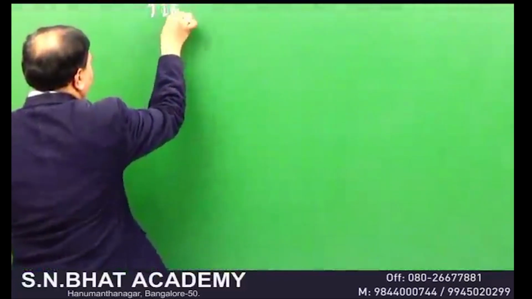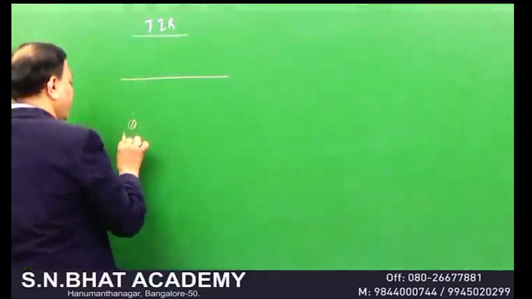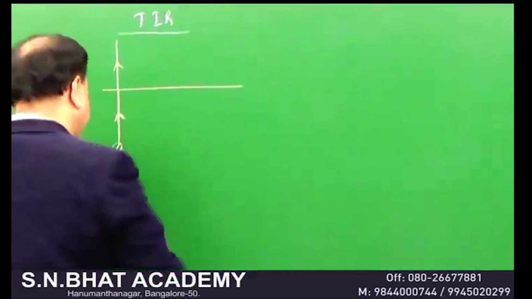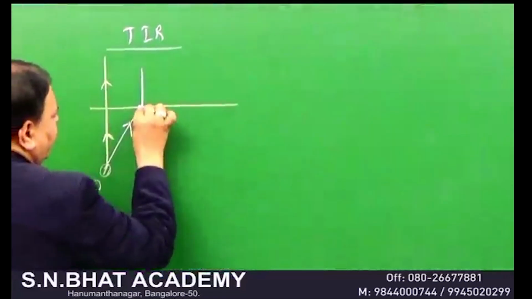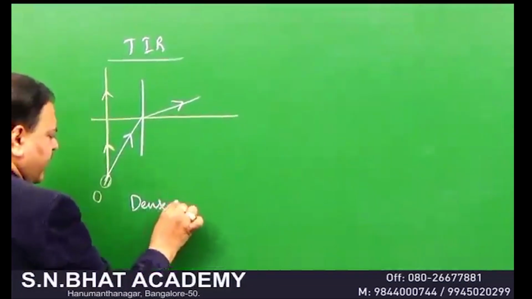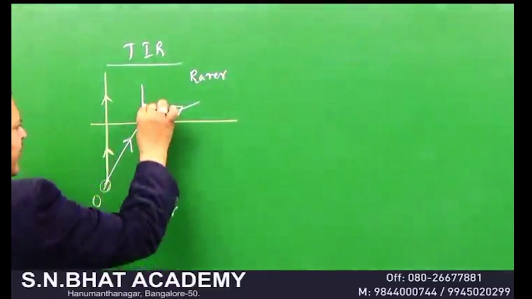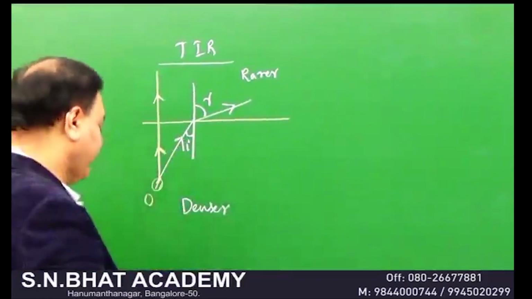Now you come to the total internal reflection, which we call TIR. You know that here is a surface of separation and here is an object O. When it is incident normally, you know that it goes undeviated, and when it is incident obliquely on the surface, you know that it bends away from the normal. So this is the denser medium, this is the rarer medium. When a ray of light passes from the denser medium to the rarer medium, your angle of refraction is more and the angle of incidence is less.